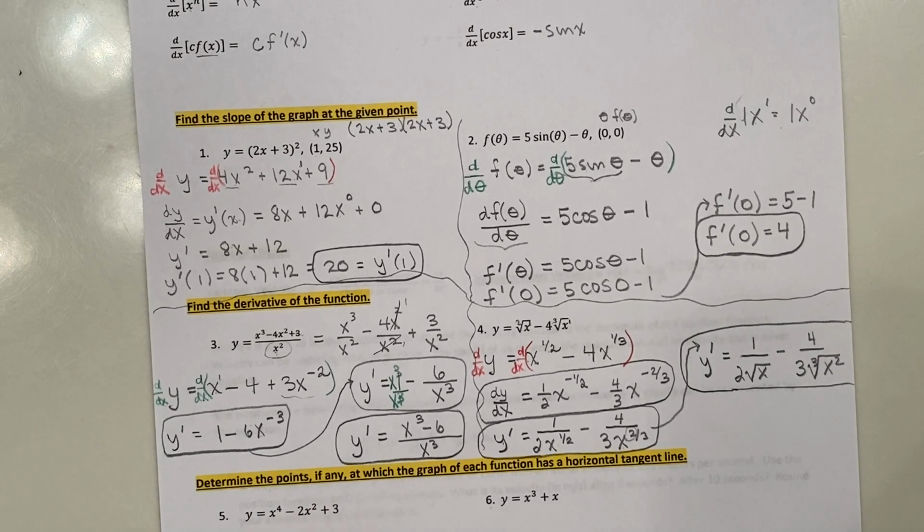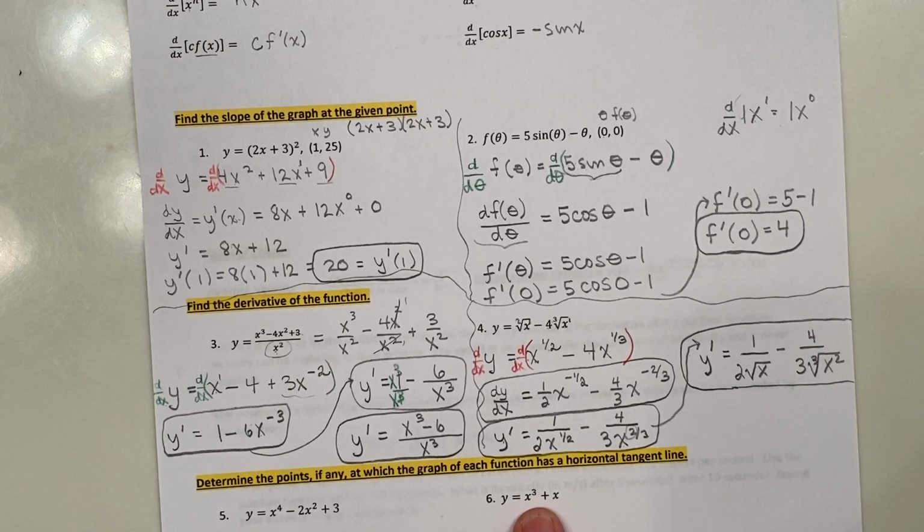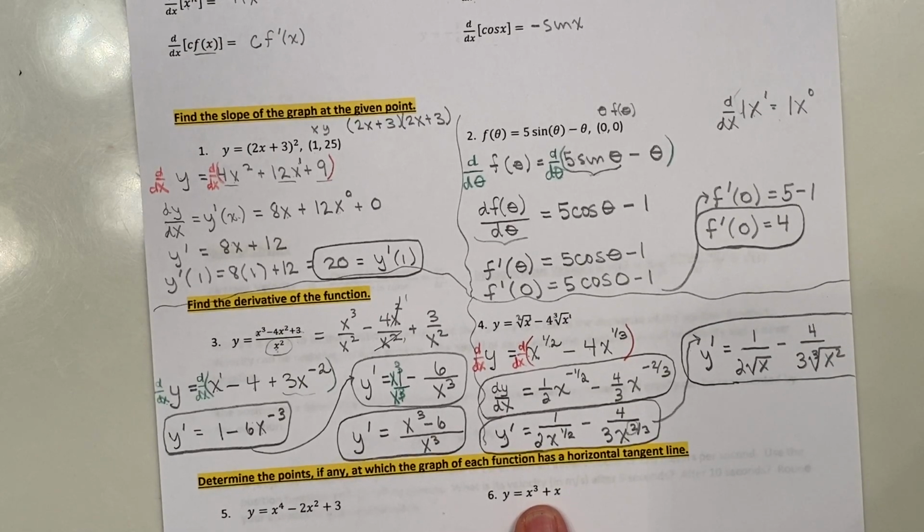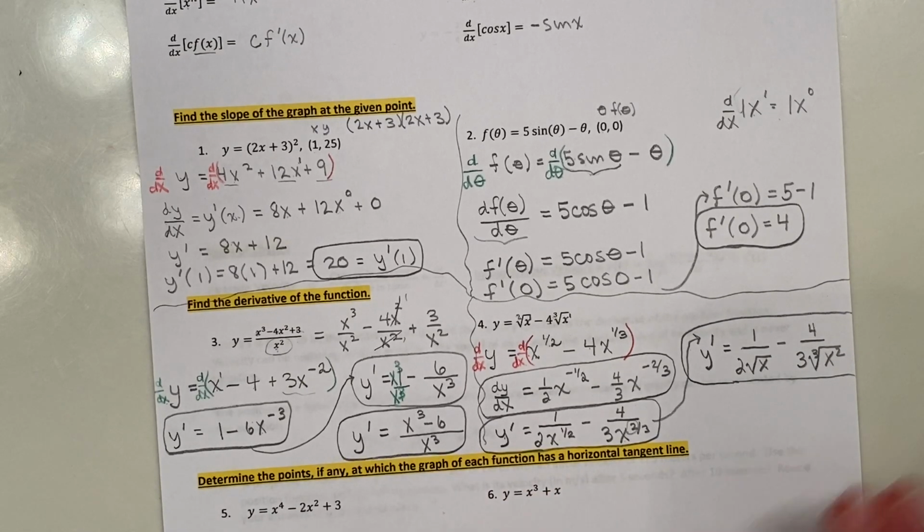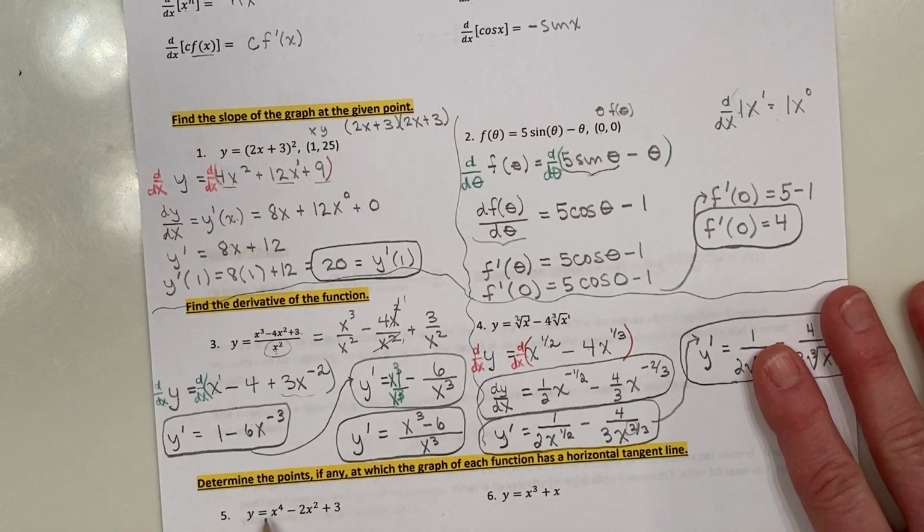All right, we're going to change gears here. This says determine the points, if any, at which the graph of each of these functions has a horizontal tangent line. Well, I do know that this graph somewhat looks like a W-shaped graph. The visual of this fourth degree function, this polynomial function that has a high exponent of 4, looks something like this, and it is going to have some horizontal tangent lines.